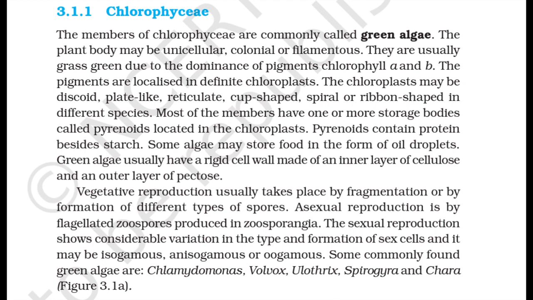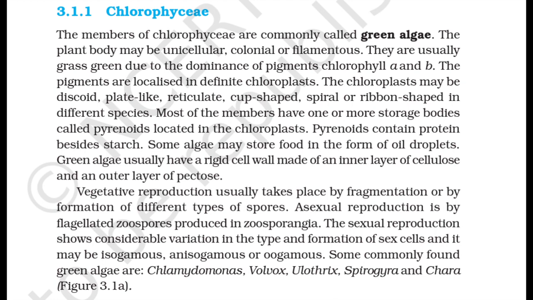Pyrenoids contain protein besides starch. Some algae may store food in the form of oil droplets. Green algae usually have a rigid cell wall made up of an inner layer of cellulose and an outer layer of pectose. Vegetative reproduction usually takes place by fragmentation or by formation of different types of spores.